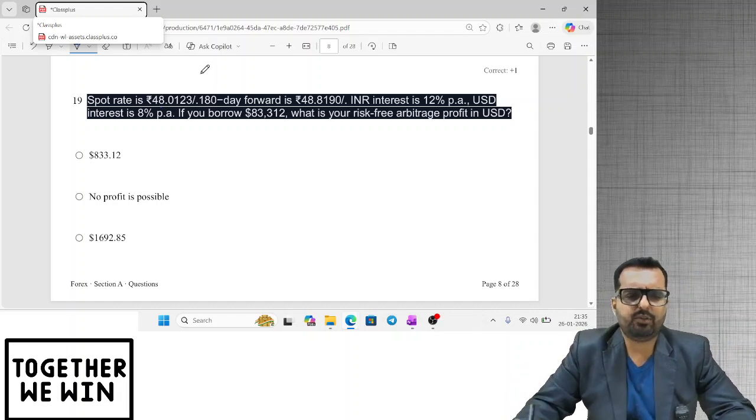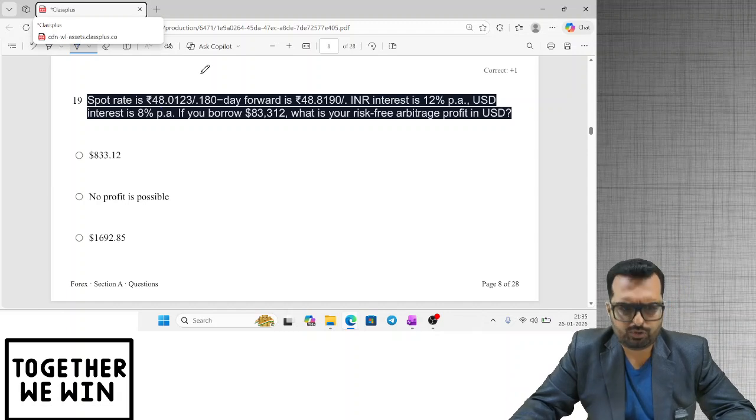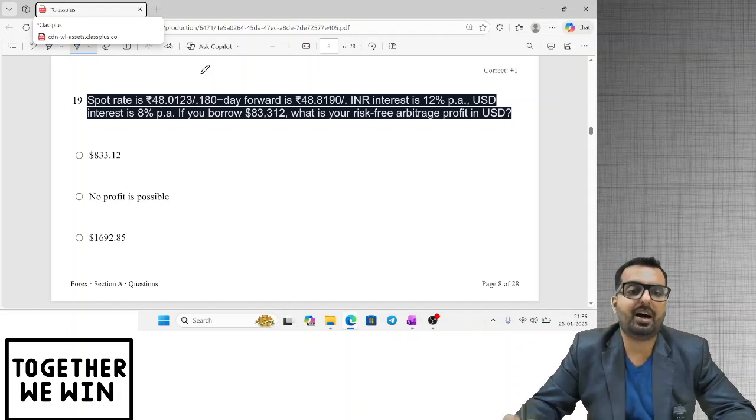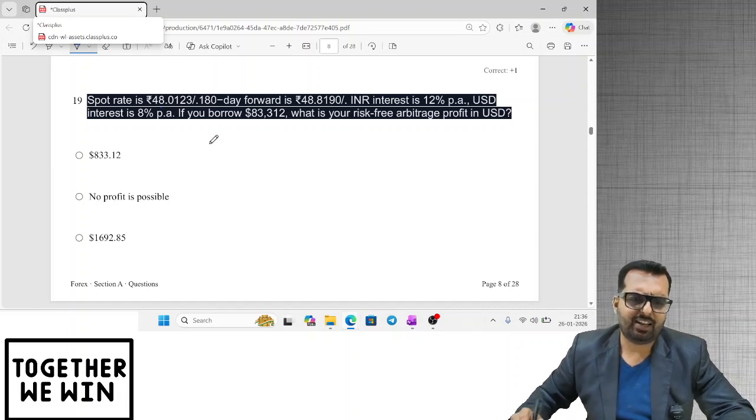The spot rate is 48.0123. The 180-day forward is 48.8190. The interest rate is 12% per annum in India. The dollar rate is 8%. If you borrow 83,312, what is your risk-free arbitrage profit? Let us check that now, friends.